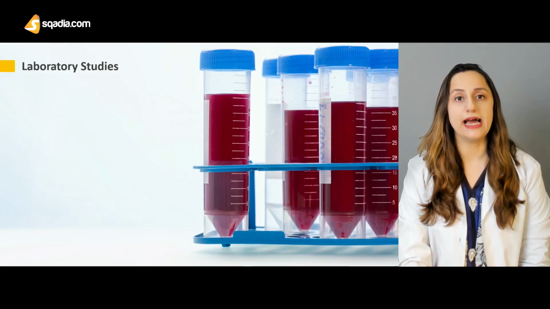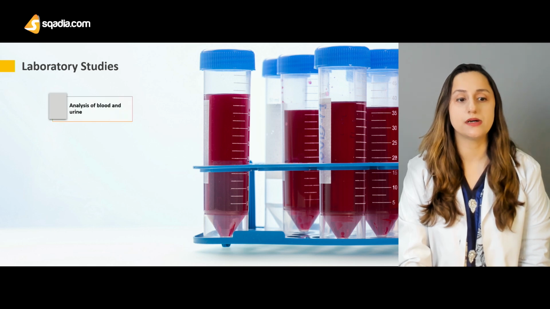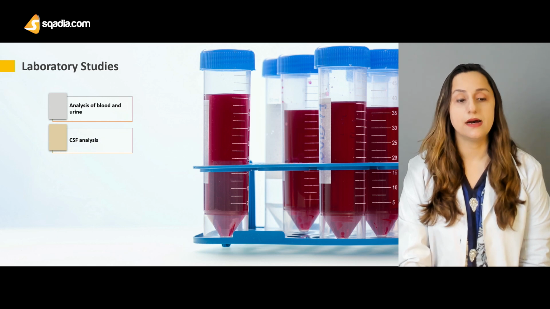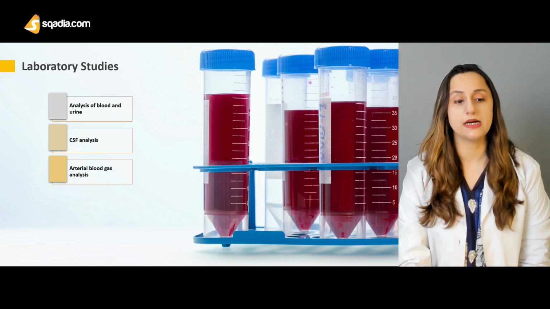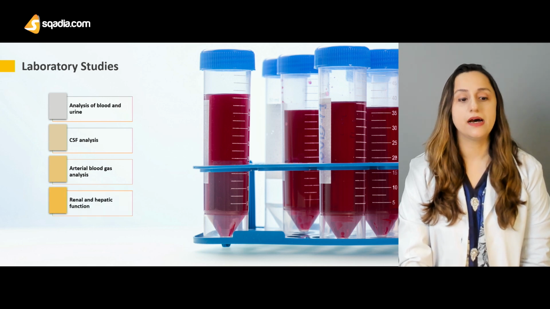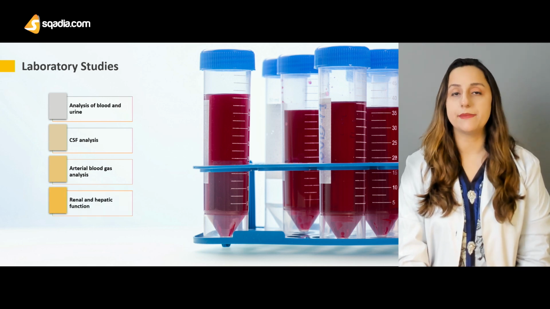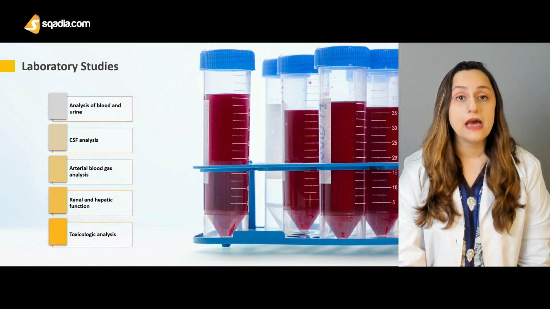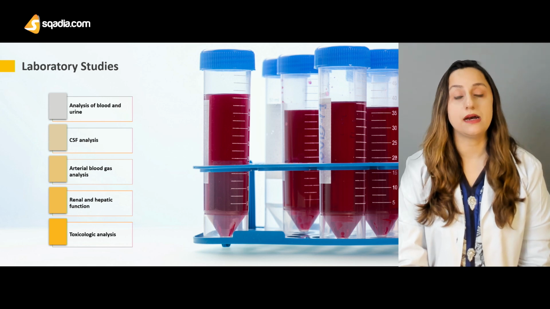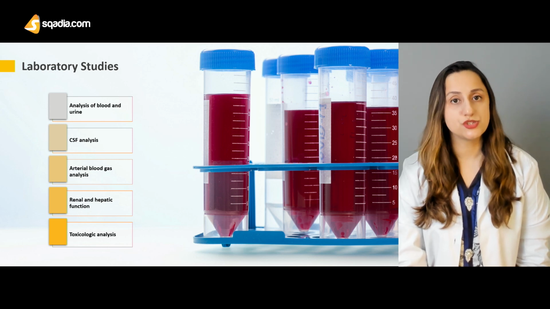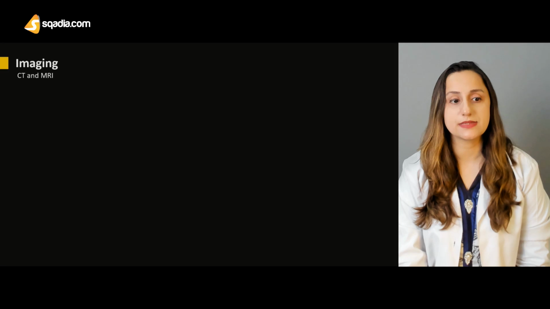Laboratory studies or the lab investigations that you're going to call for are the analysis of blood and urine. CSF analysis is very critical. Arterial blood gases or ABGs are done immediately. You order renal and hepatic functions as soon as possible. Toxicological analysis, just to rule out any drug abuse or use of any illicit drugs, is also done as urgently as possible in these patients.